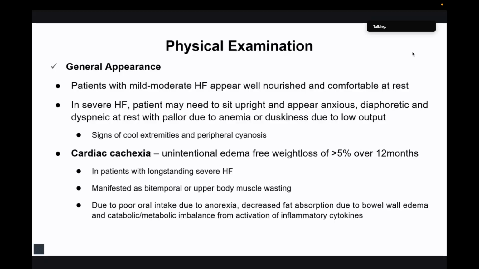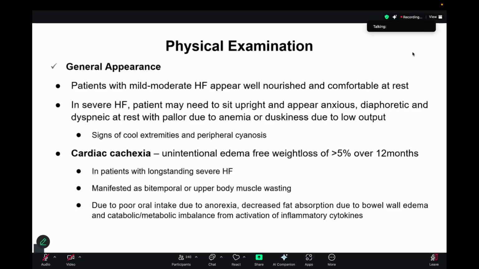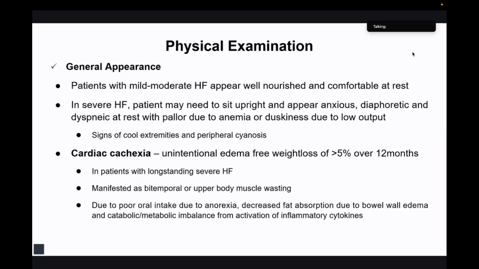Some patients can have cardiac cachexia, defined as unintentional edema-free weight loss of more than 5% over 12 months. This can occur in patients with long-standing severe heart failure, manifested as bitemporal or upper body muscle wasting. Cardiac cachexia is due to poor oral intake due to anorexia, due to decreased fat absorption as a result of bowel wall edema, and it can be due to catabolic-metabolic imbalance from activation of inflammatory cytokines present in heart failure.